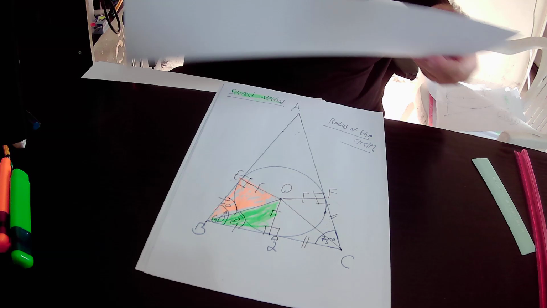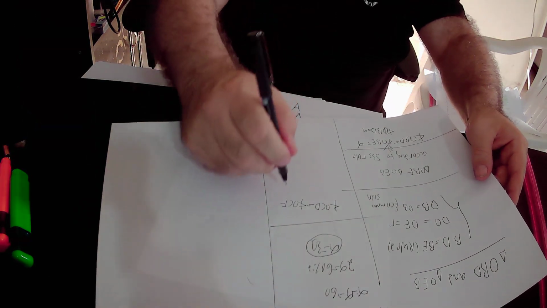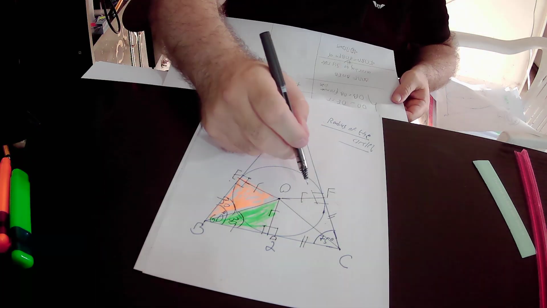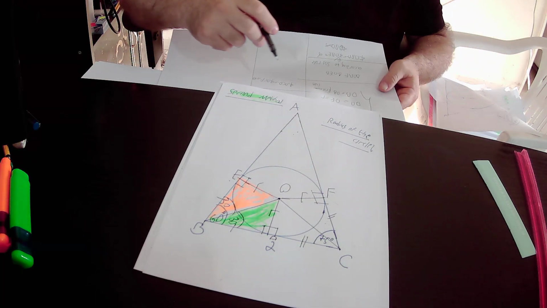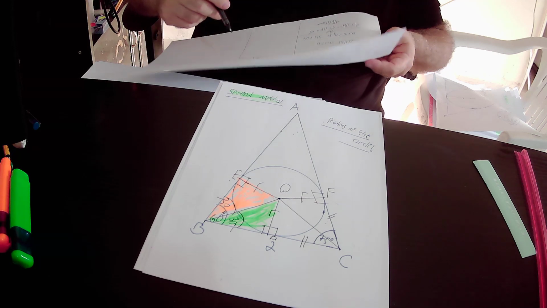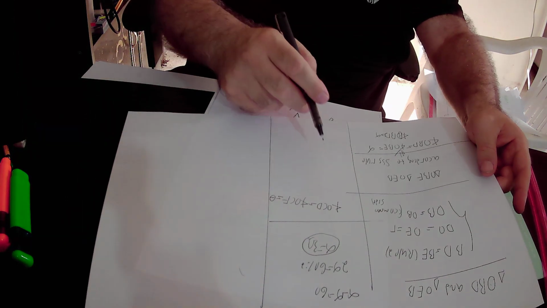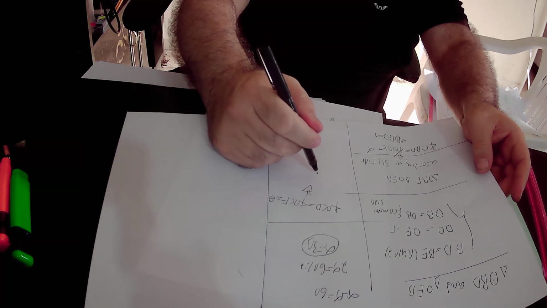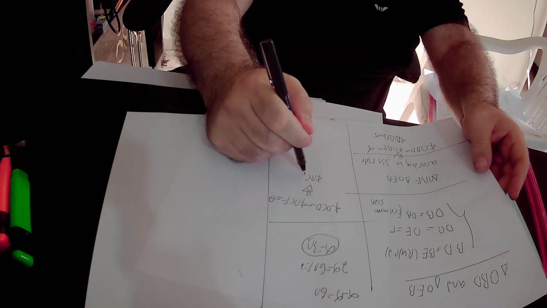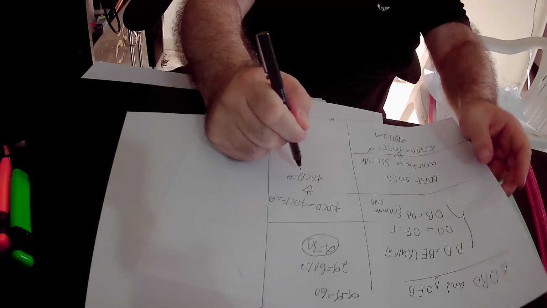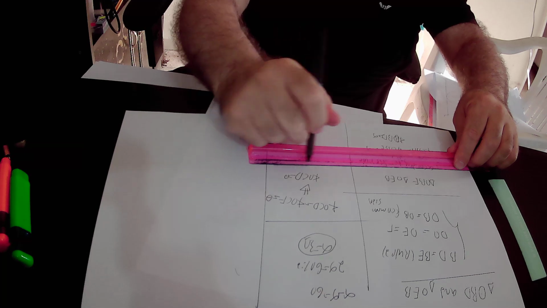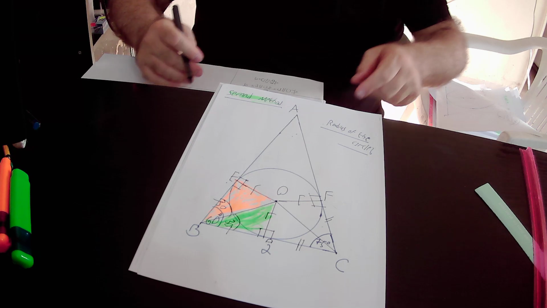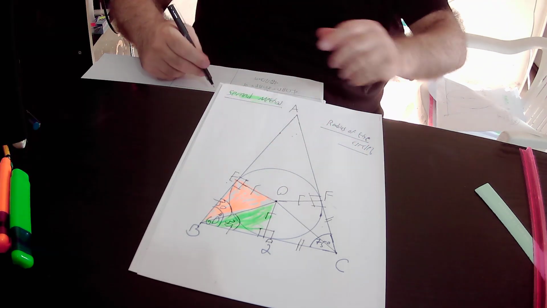Okay, angle OCD equals angle OCF. If we define angle OCF as theta, and this angle equals theta, then from this equation, angle OCD equals angle OCF equals theta, we derive that angle OCD is also equal to theta. So those two angles are both equal to theta, and the sum of those two angles is theta plus theta.